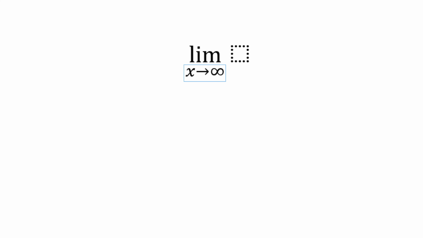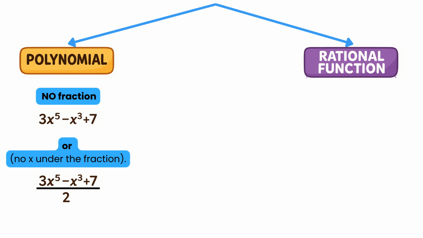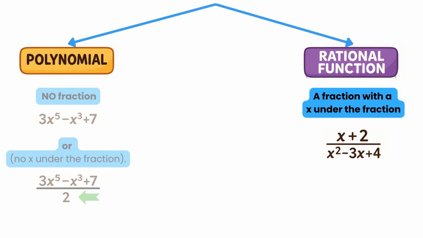We're going to focus on solving these limits to infinity for polynomial functions and rational functions. But first, we need to be able to spot whether we're dealing with a polynomial or a rational function, because the method we use to solve limits with infinity depends on the type of function we've got. A polynomial function is when we have no fraction, or when there is a fraction, but there's no x in the denominator, meaning no x under the fraction. And a rational function is when we have a fraction with an x in the denominator. Basically, there's an x sitting under the fraction.